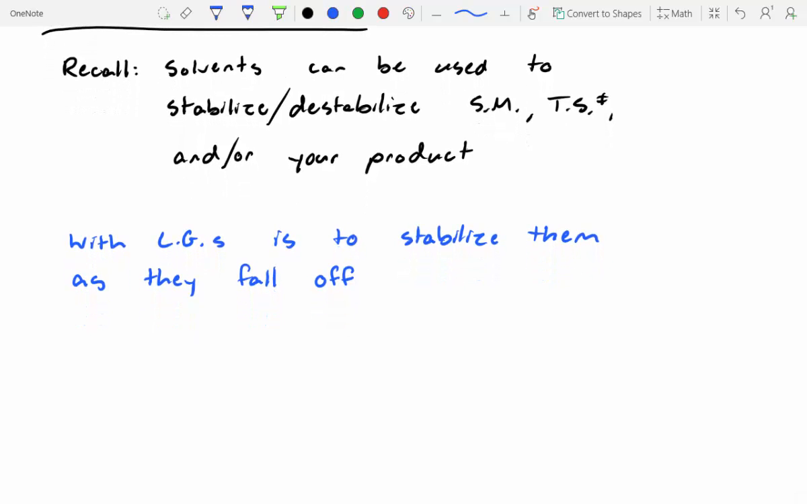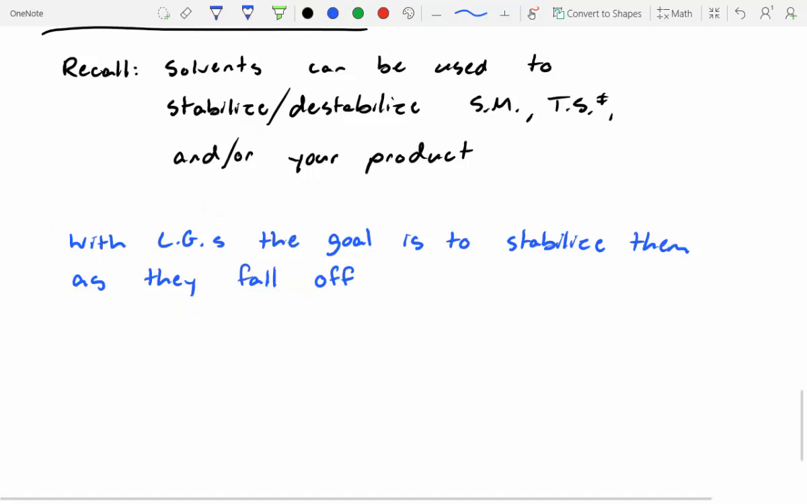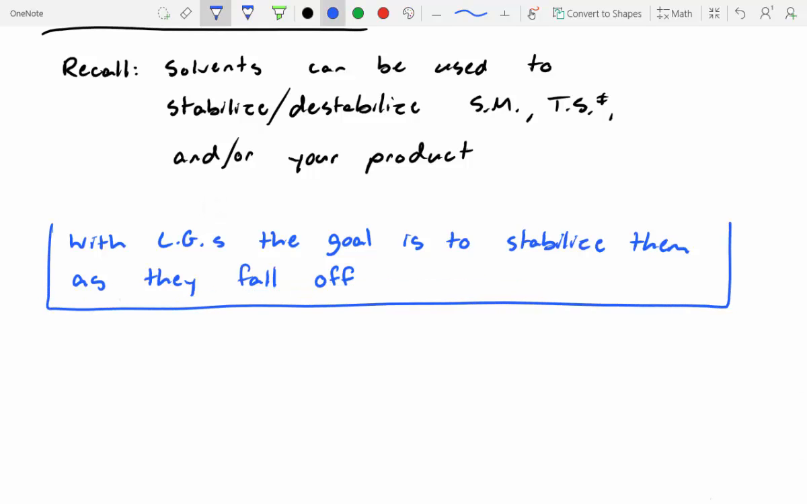So you mean the goal is? Oh, shoot. Oh my goodness, my brain just gave up on a few words. So with leaving groups, the goal is to stabilize them as they fall off. Sorry about that. I was looking at my notes and not thinking.